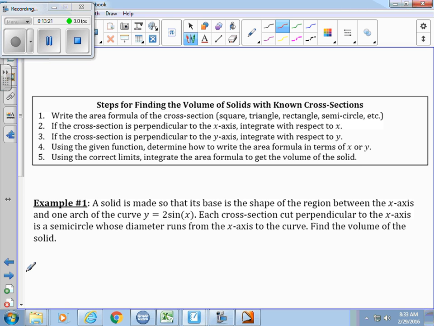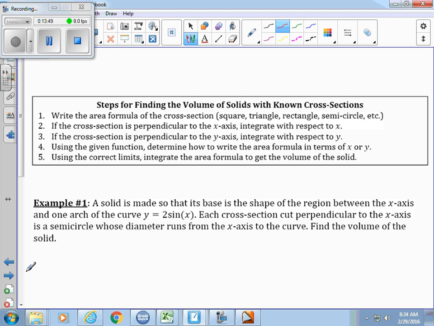So, remember that very first day we did integration? Remember the football example? We learned that if we added up all the cross-sections of the football, we got the volume of the football. So we're revisiting that today. The first thing I need to be able to do if I want to find volume is find the area of a cross-section. So step 1, you're going to write the formula for the area of a cross-section.